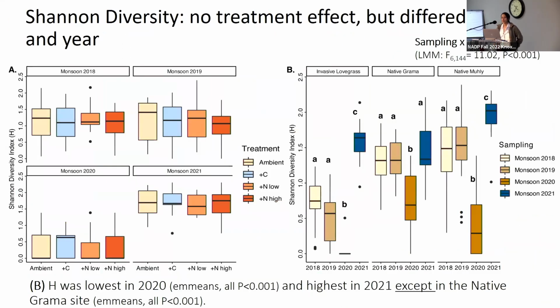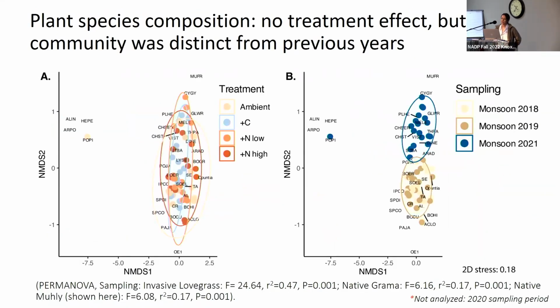For diversity measures, we found, again, no treatment effects, but unsurprisingly, we did find some sampling effects, where diversity was lowest during the really bad drought and highest during the high rainfall year, except for one of the sites that had a pretty good recovery of perennial grasses. For plant species composition, again, no treatment effect, but as you can see clearly, we have quite a bit of difference of the 2021 high rainfall year from the previous years. I couldn't plot 2020 because it's just nothing but zeros.